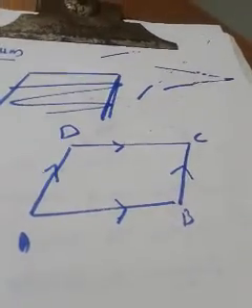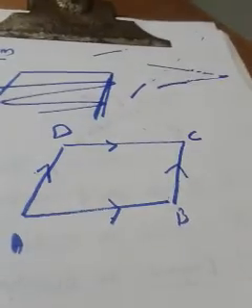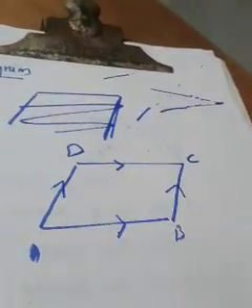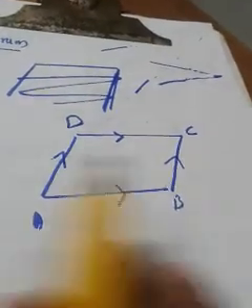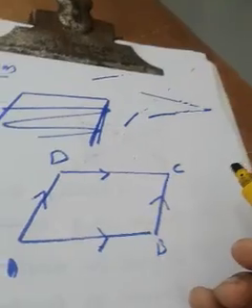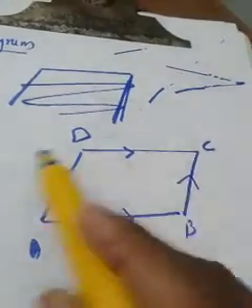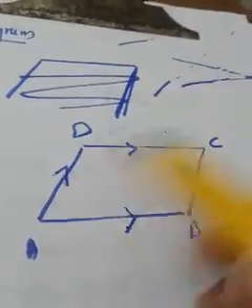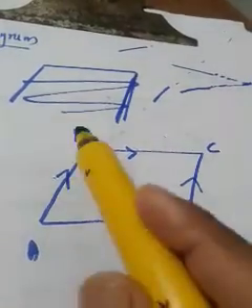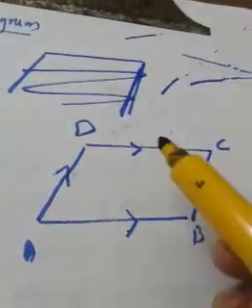But don't think that all the properties of rectangle and square will hold for a parallelogram. No, never. Why? Because a rectangle is a parallelogram, I agree, but this is also a parallelogram, no? Why? Because opposite sides are parallel. This side is parallel to this side and this side is parallel to this side. So of course this is a parallelogram.